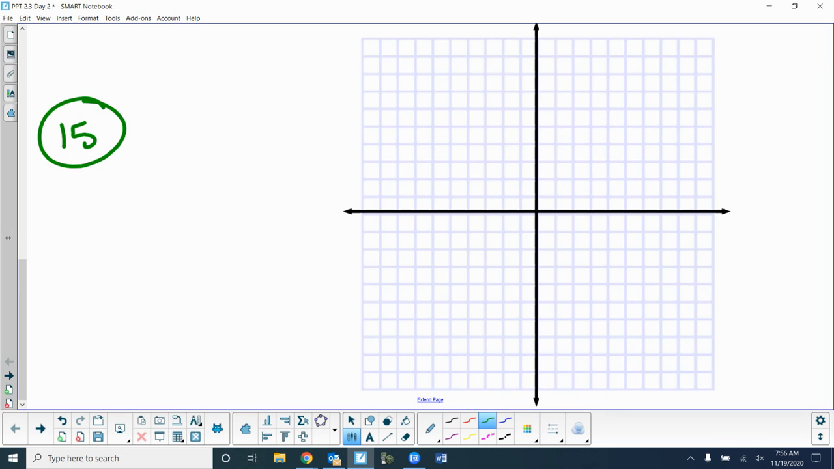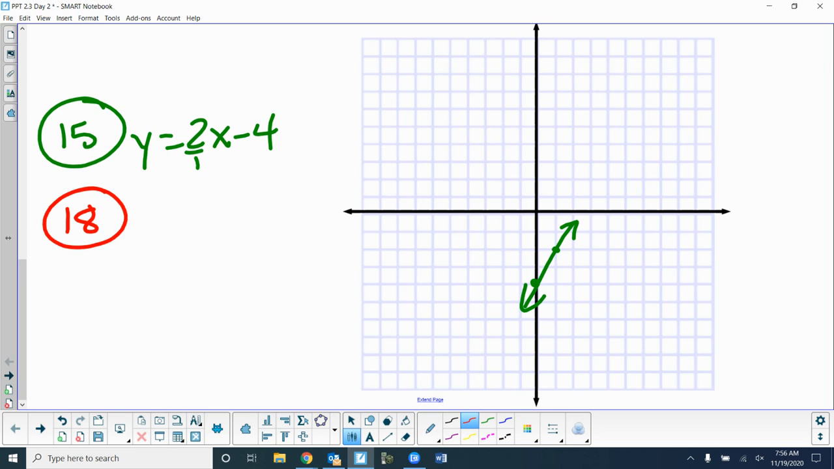So 15 is y equals 2x minus 4. So remember, we'll start 1, 2, 3 on our y-intercept and go up 2 and over 1. So there's that one. Should be real easy for you. Number 18 was 2/3 x minus 2. So you start here, and then go up 2 and over 3. So there's that one. You guys know how to do that, right?